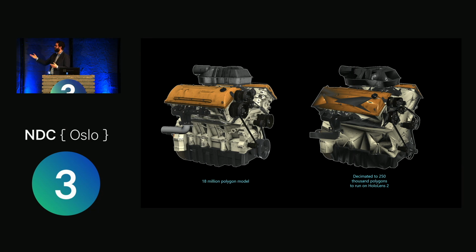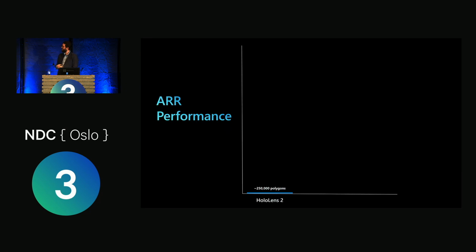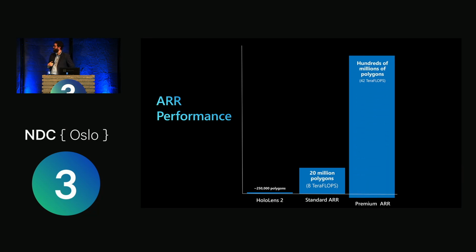If you want to show this content on the HoloLens 2 in all its glory, with all the detail at 18 million polygons, using Azure Remote Rendering to render it in the cloud in Azure is one way to do it. So on the HoloLens 2, natively, you can get around 250,000 to maybe 1 million polygons without affecting performance. Using Azure Remote Rendering, the standard tier, you can get up to 20 million polygons. And then there's also a premium tier where you can go up to, say, 1 billion polygons.